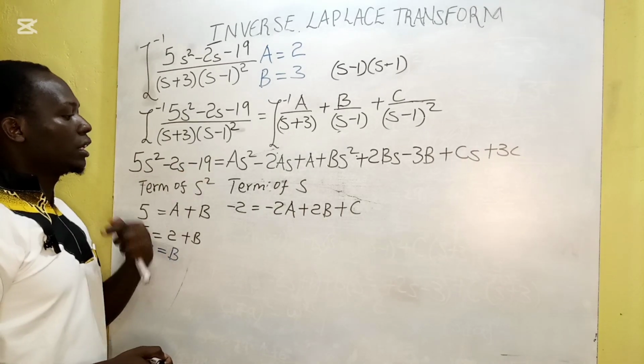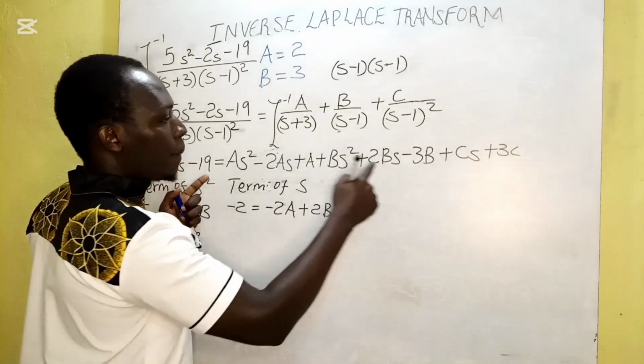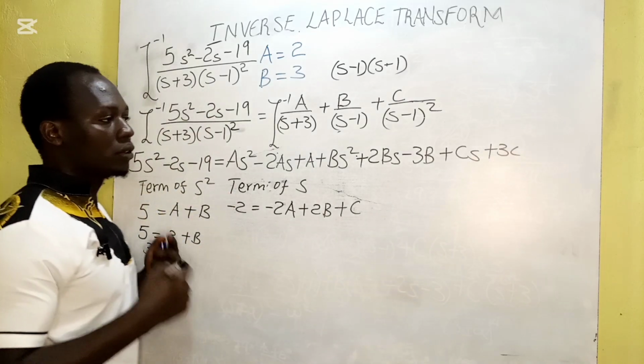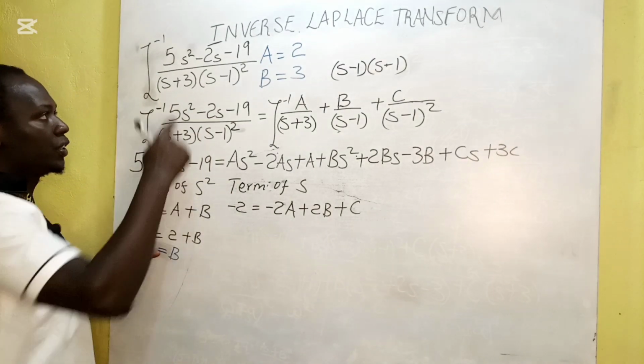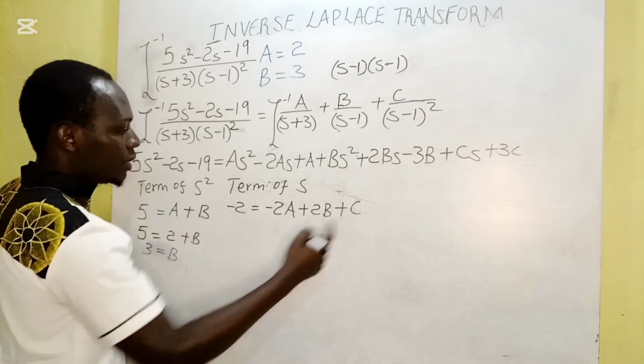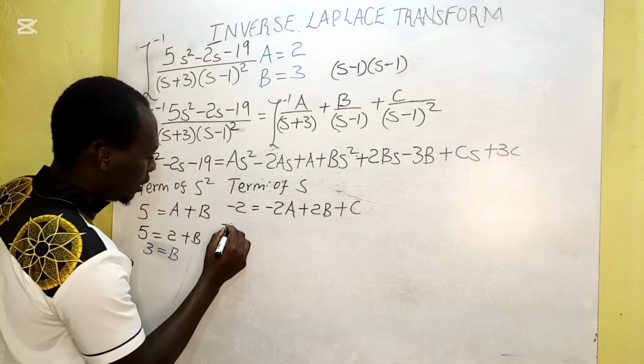So you're going to take negative 19 equals to negative 3b, you add 3c, and then you insert your values of a and b to get the value of c. But here I'm going to use our function in terms of s.